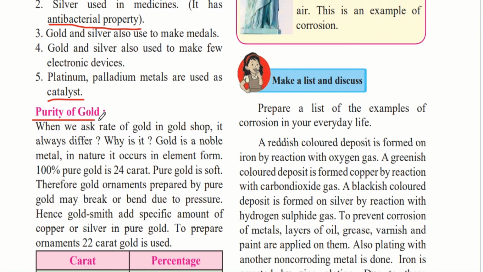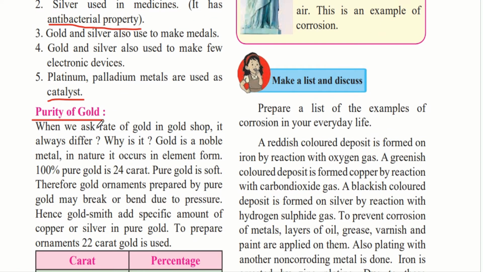Let us see about purity of gold. When we ask the rate of gold in a gold shop, it always differs, isn't it? Why is that? Gold is a noble metal in nature and it occurs in the elemental form. So whenever you must have gone to the gold shop, different gold shops give different prices, that is rate, for the gold that they sell. So why are all the shops selling different values of gold? It's because their purity differs in different shops.